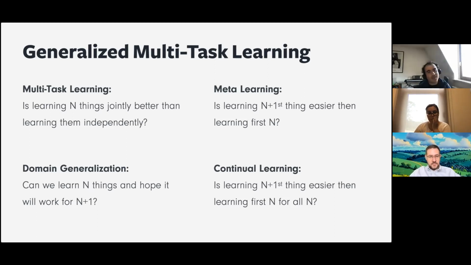Or we can say domain generalization. Here the idea is I want to learn n things, but I'll not know anything about the n plus first one, and I'll not have any adaptation. I just hope that it will work for the n plus first one. Or you can say continual learning. Here it's basically saying that learning the n plus first thing should be easier than learning the first n, but you should also remember the first n, so you should be a good learner throughout the entire time.